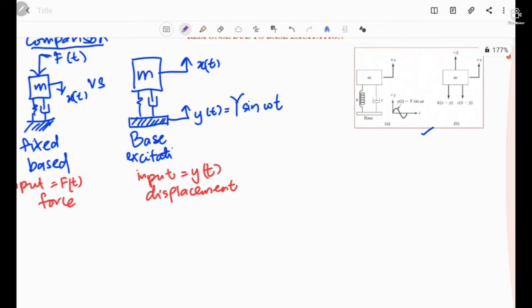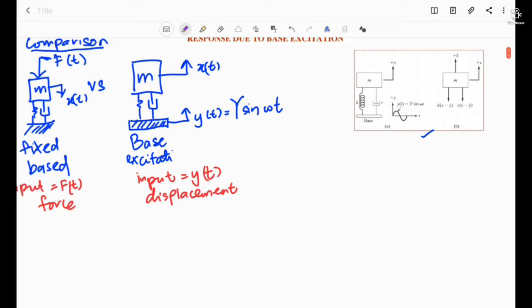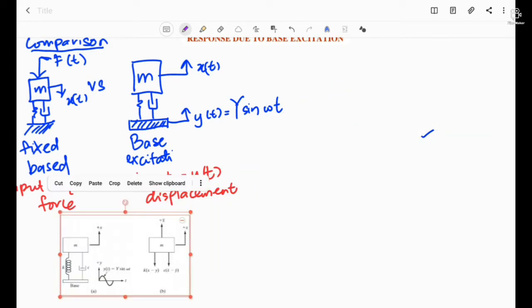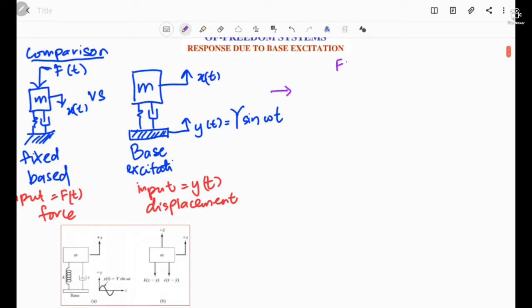So perhaps if you look at this figure, it's quite similar. So let us take a look here. Take a look at the overall. From here, you can do the free body diagram. So remember the steps. You have to draw all the forces based on physical movement or displacement.